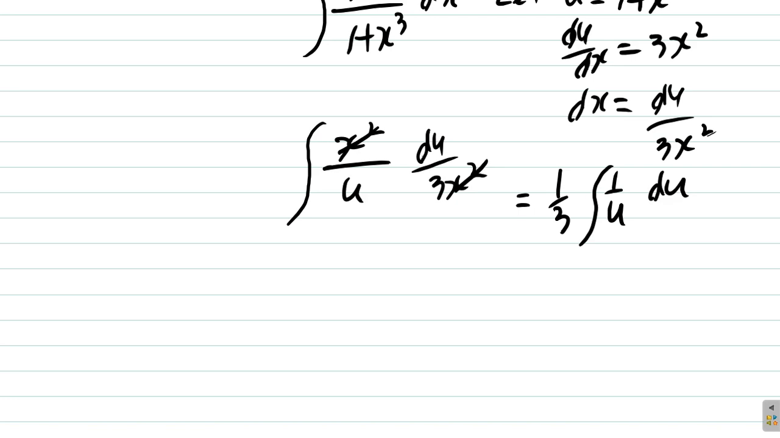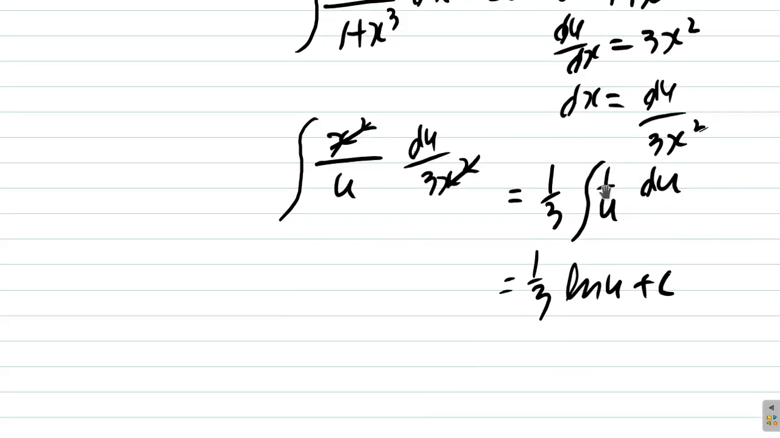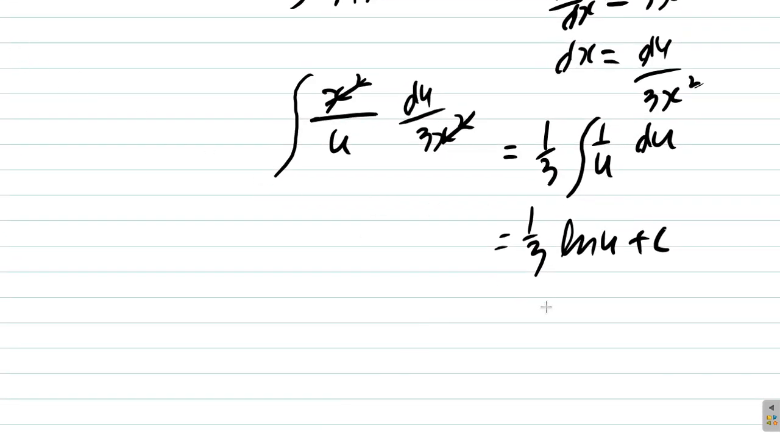So what we have is 1/3 integral of 1 over u du. Now that will give us 1/3 ln u plus c. But what was u again? u was 1 plus x cubed. So it is equal to 1/3 ln of 1 plus x cubed plus c.